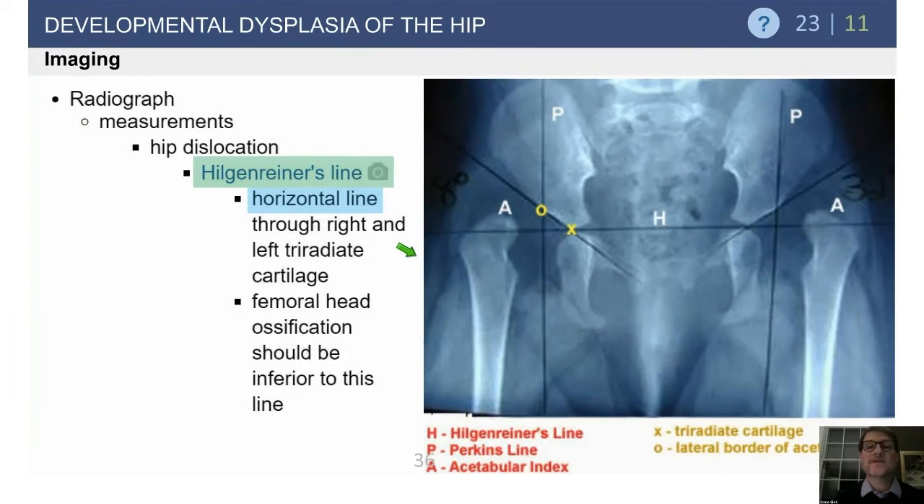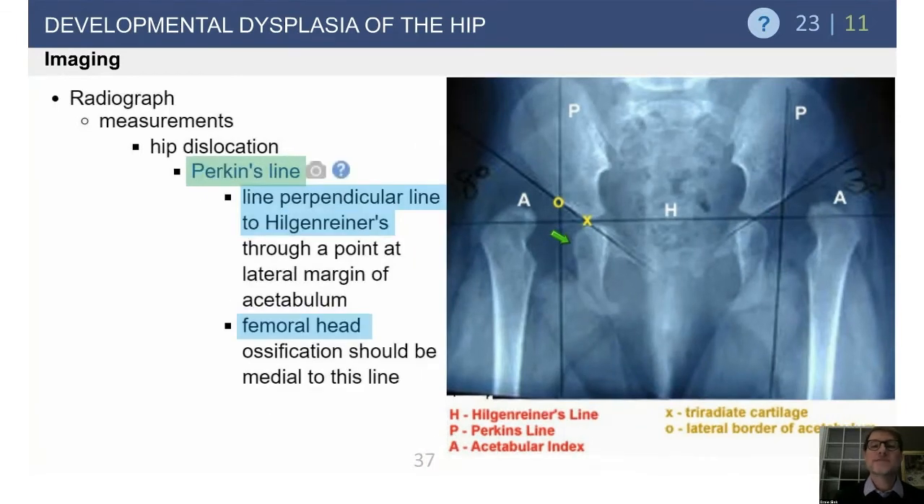So let's look at some radiographic measurements. Here's an x-ray, and these are the typical x-rays we get. Hilgenreiner's line right here is a horizontal line through the superior aspect of the triradiate cartilage. Perkins' line is 90 degrees to Hilgenreiner's line, at the lateral edge of the acetabulum. Basically, you want the femoral head like a fast pitch, down and inside. So you want it medial to Perkins' line and inferior to Hilgenreiner's line. If the femoral head is in this down and inside quadrant, that's a good hip.